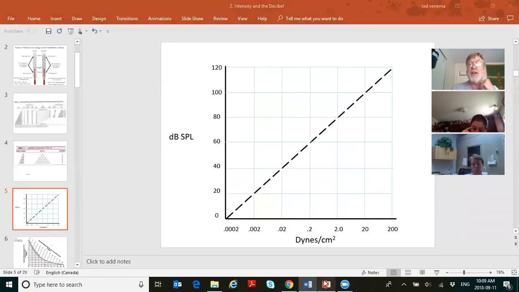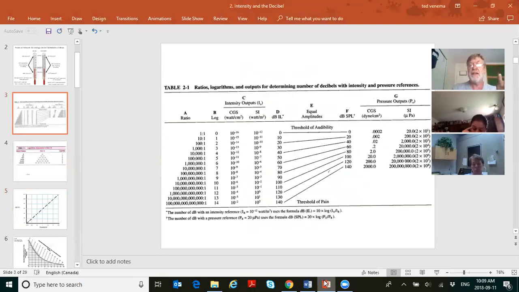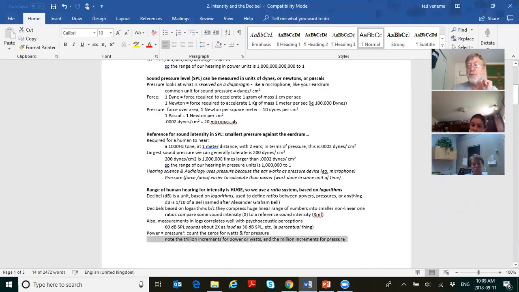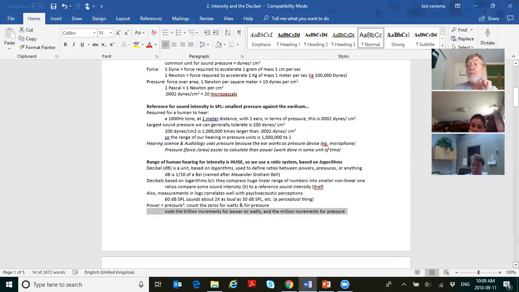And I always like this picture. For me, it helps to spell things out. But at any rate, enough on that. Let's move on to page 2. There you go.